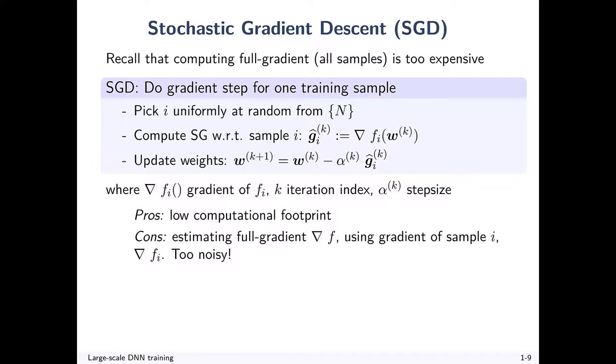You pick a sample i randomly from the training set. And then you compute the stochastic gradient with respect to sample i, which I have denoted by g hat i_k. So this is the stochastic gradient of sample i at iteration k. Then you update the weights along the direction of alpha_k g hat i_k. So w_{k+1} equals w_k minus alpha_k g hat i_k. So what you end up doing is moving along the direction of the stochastic gradient, and here alpha_k is the step size.